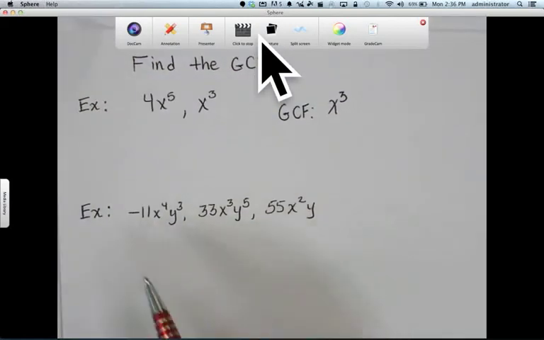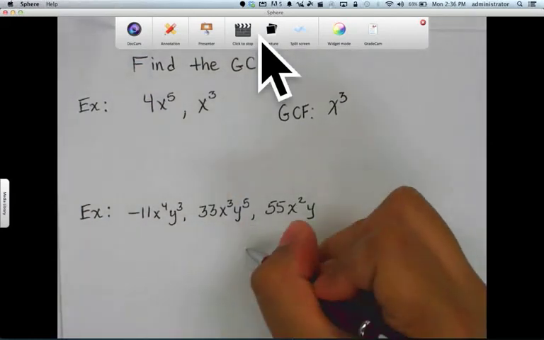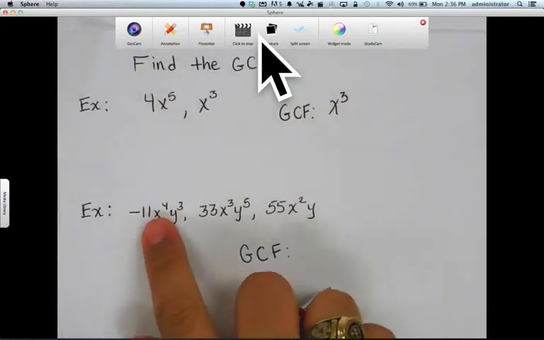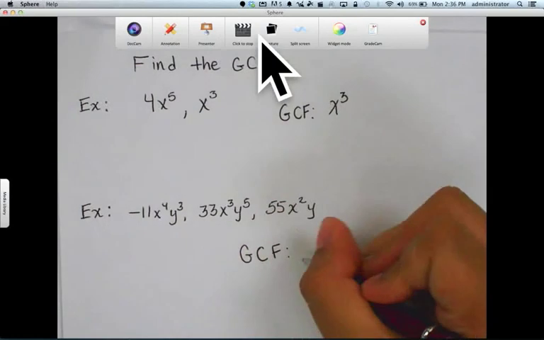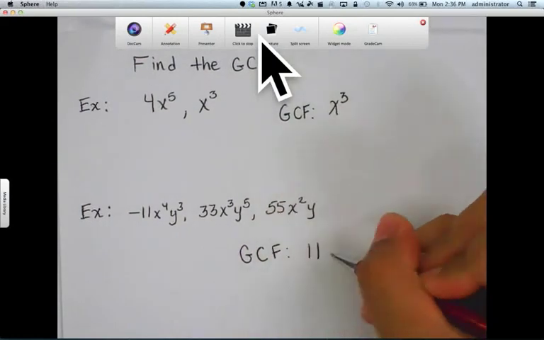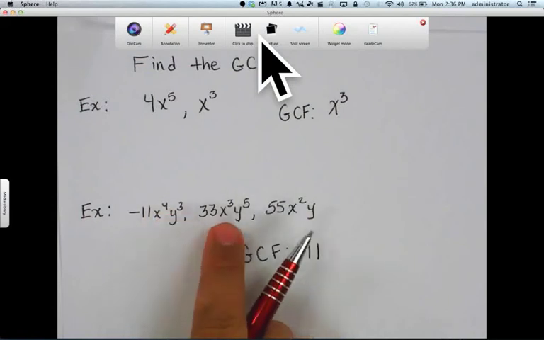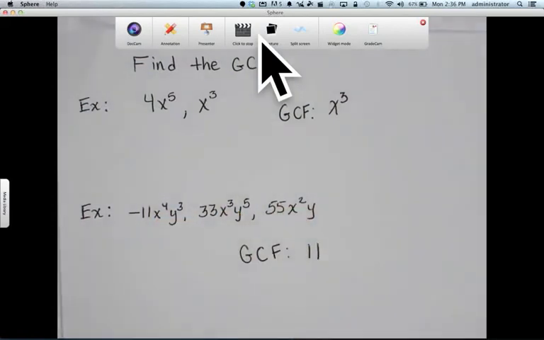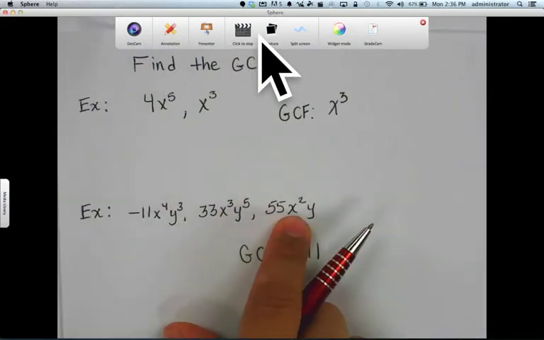I notice first that all of the numbers are multiples of 11. So I think my GCF is going to have to deal with something involving 11. 11 goes into every one of them, and it's the greatest common factor for all three. So I'm going to write out an 11. All right, now I'm looking at my x's. Here I have x to the fourth, x cubed, and x squared. Okay, well, the most that anyone can give up is this one, x squared.